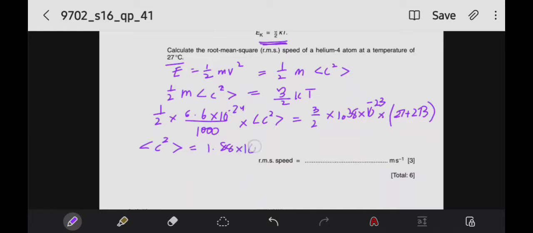1.88 into 10 to the power 6. Now the unit for it would be simply meter per second, both of them squared, so they would become meter square per second square. Okay, so that is the mean square speed, and then for root mean square speed you take the under root of 1.88 into 10 to the power 6, and that is 1.4 into 10 to the power 3.